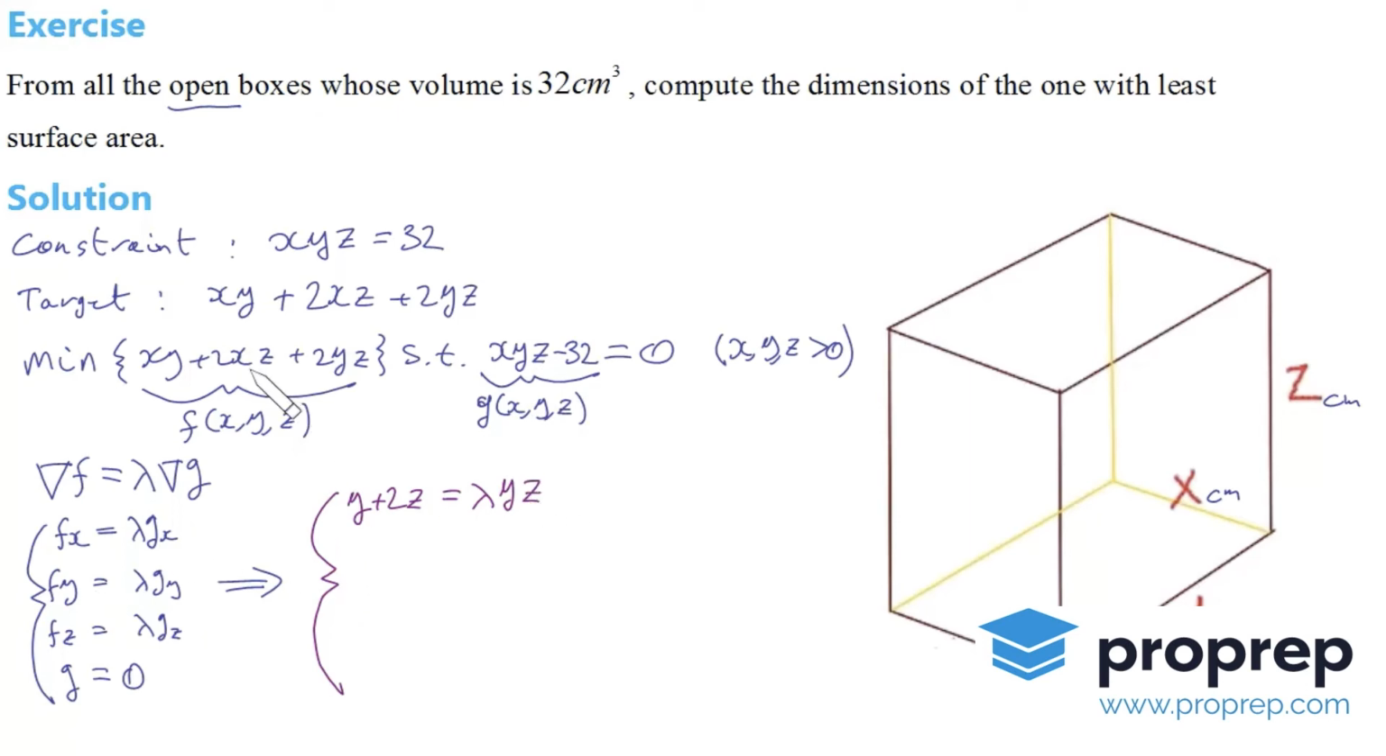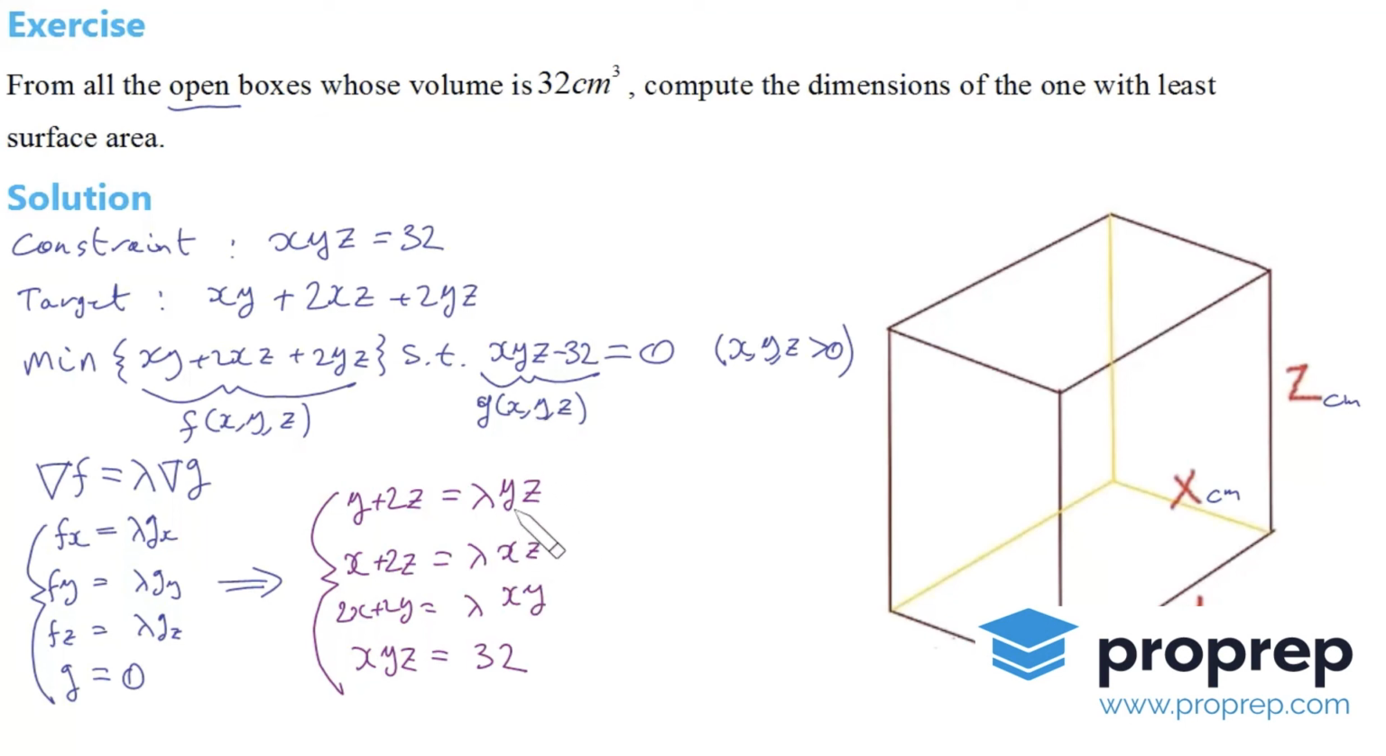Next one, with respect to y here, that gives us x plus 2z. And here we get lambda times xz. With respect to z, we get here 2x plus 2y equals lambda, and then it will be xy. And the original constraint, well, I'll write it in this form. xyz equals 32.